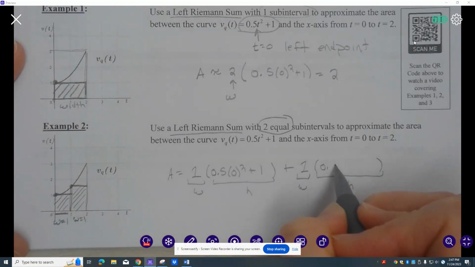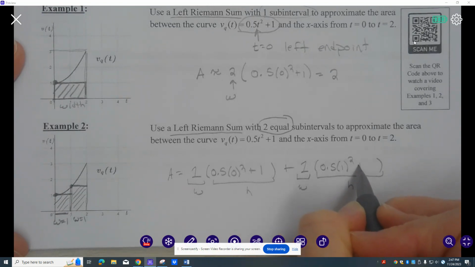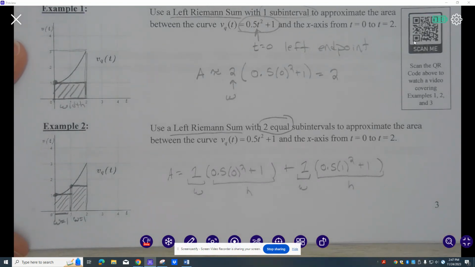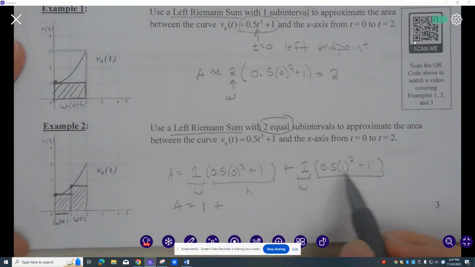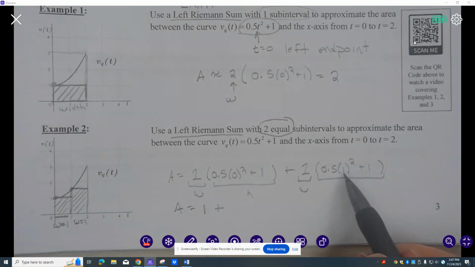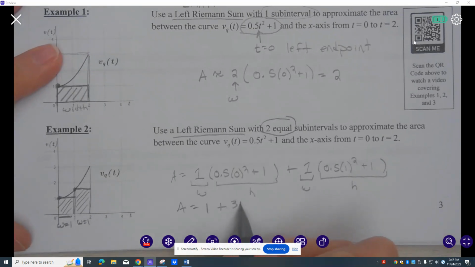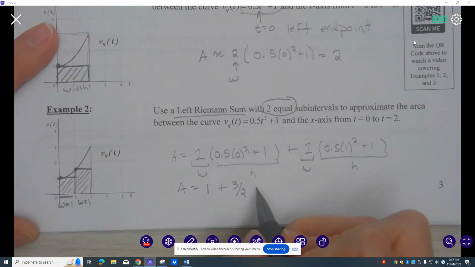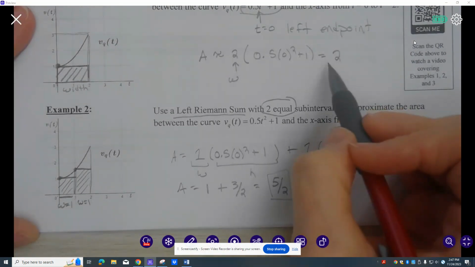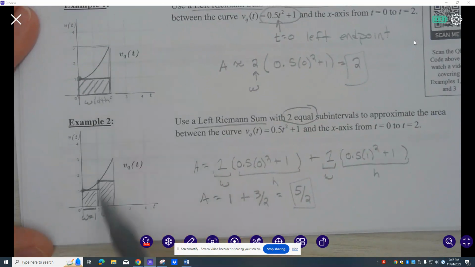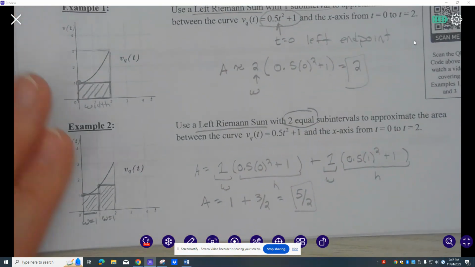So it's going to be 0.5 times 1 squared plus 1. So we already know from above that this is 1 times 1. So that gets us 1 plus, this is going to be half of 1. So that's 1/2 plus 1. So that's going to be 3/2. So 1 plus 3/2 equals 5/2 is my area here. Now you can see from looking at these two pictures that this is a much better estimate.